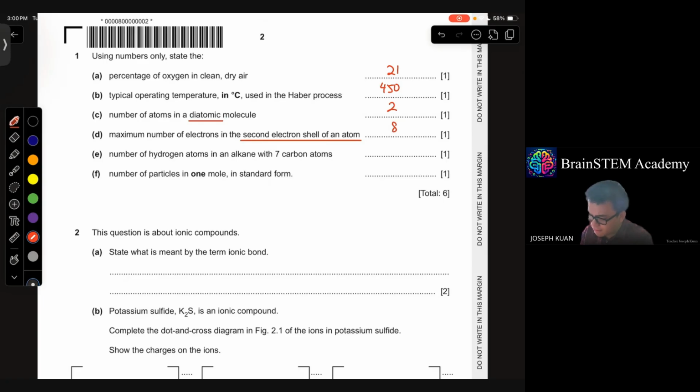E, number of hydrogen atoms in an alkane with 7 carbon atoms. Given that it's an alkane, it will follow the general formula of CnH2n+2. Since it has 7 carbon atoms, there will be a total of 2 times 7 plus 2 hydrogen atoms, which is equivalent to 16 hydrogen atoms. F, number of particles in 1 mole in standard form. That will be 6.02 times 10 to the power 23.